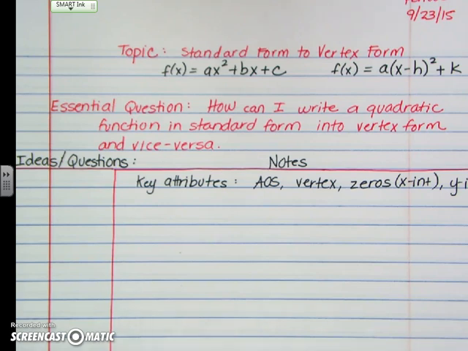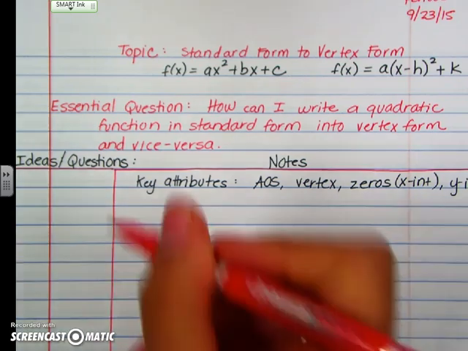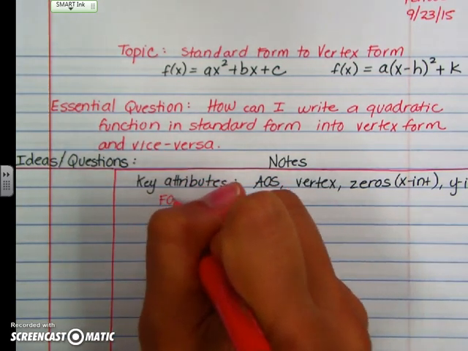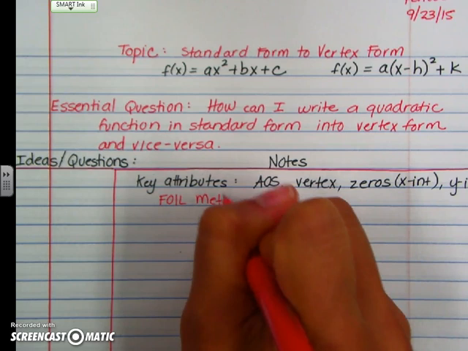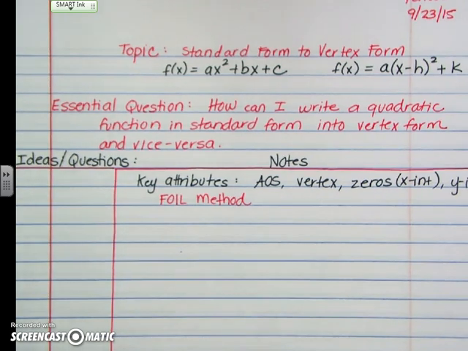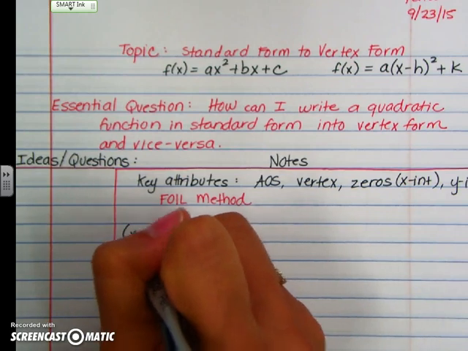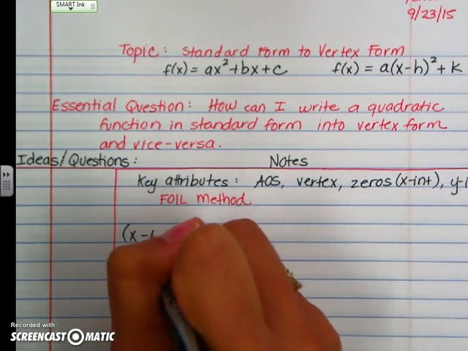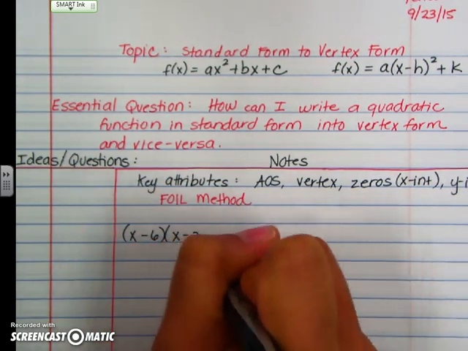One of the things that I need to go over with you is the FOIL method. I realize that a lot of students are a little rusty when it comes to the FOIL method. The FOIL method is really easy, okay? You have, let's say, a binomial that says (x minus 6) times (x minus 2).